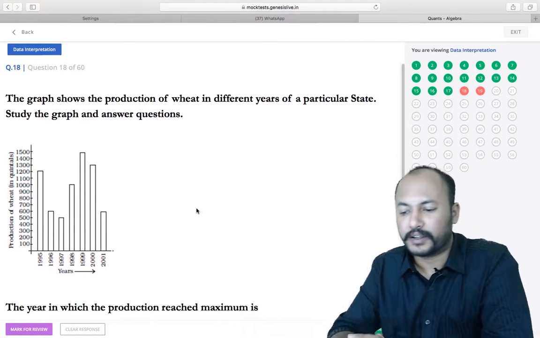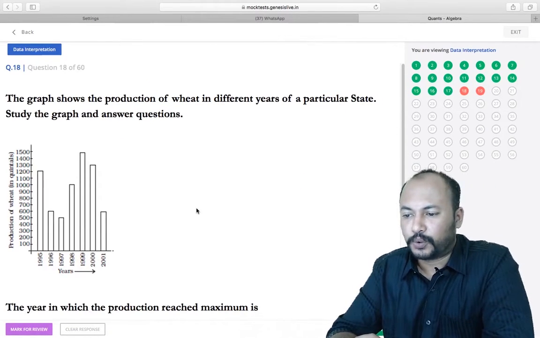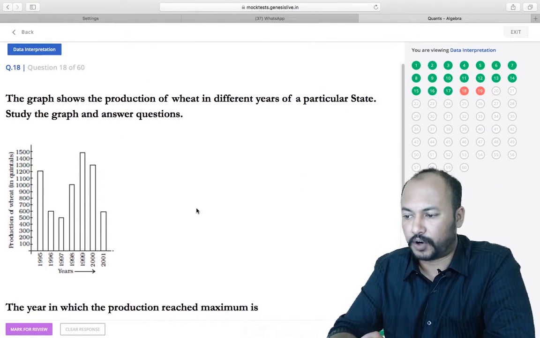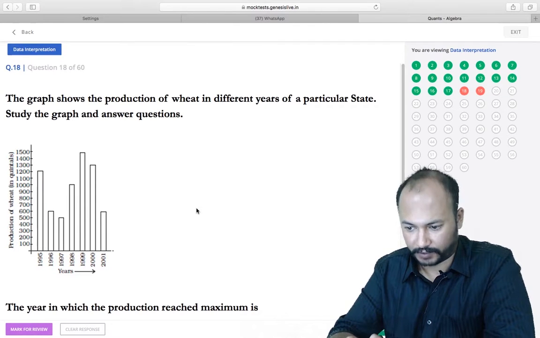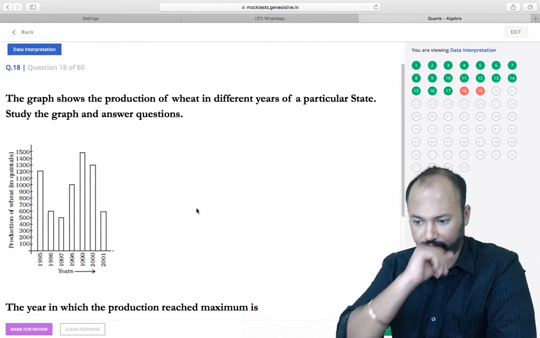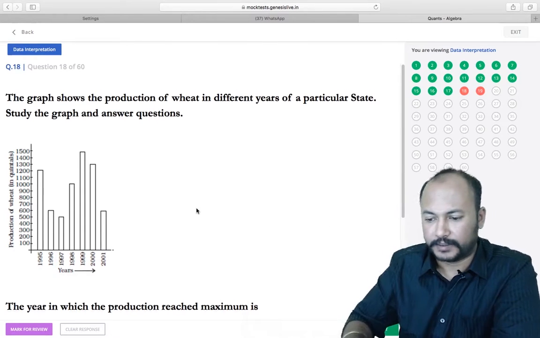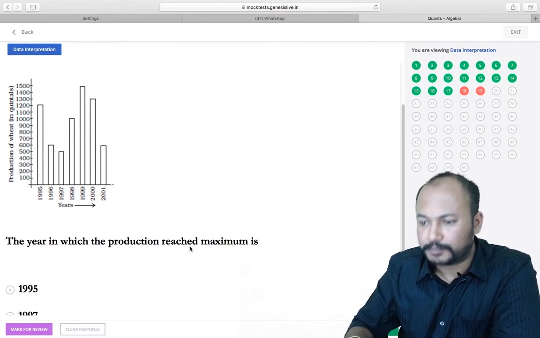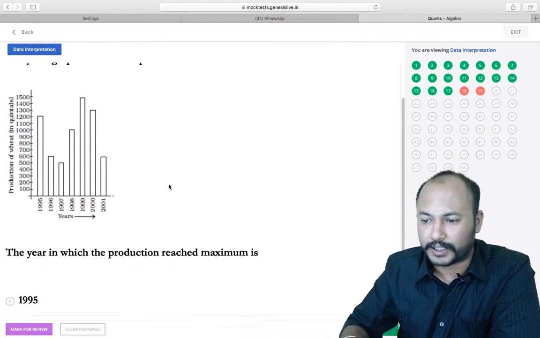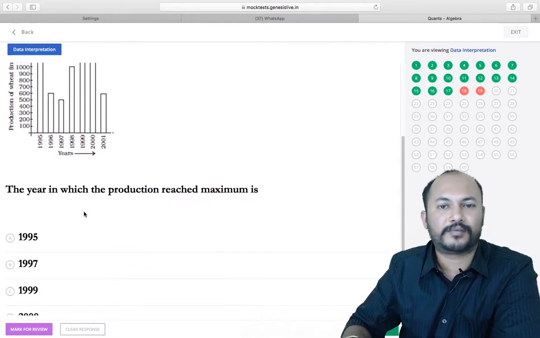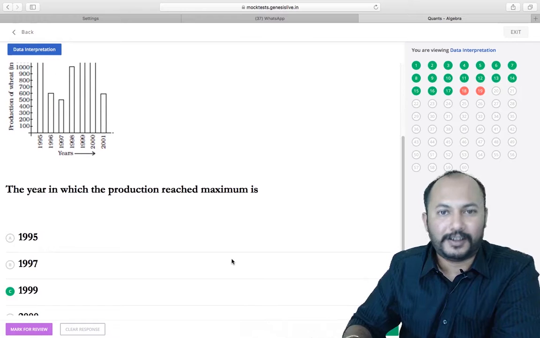Number 18. New caselet now. The graph shows the production of wheat in different years of a particular state. Study the graph and answer the questions. Very simple graph: different years and then production. The year in which production reached maximum. Within 2 seconds, the answer is 1999. Right? Hope this is clear.